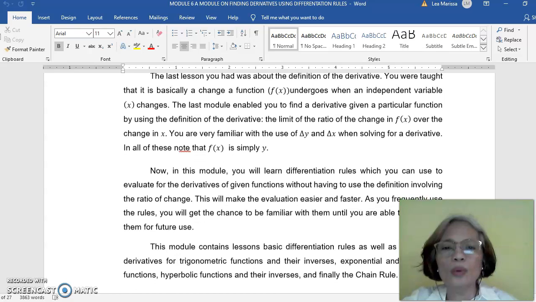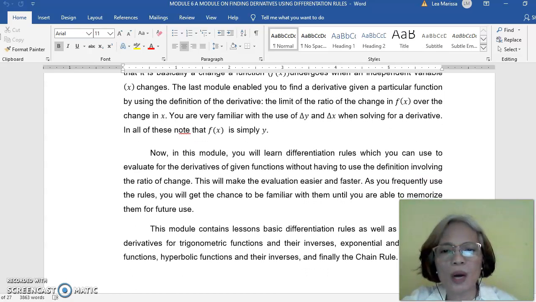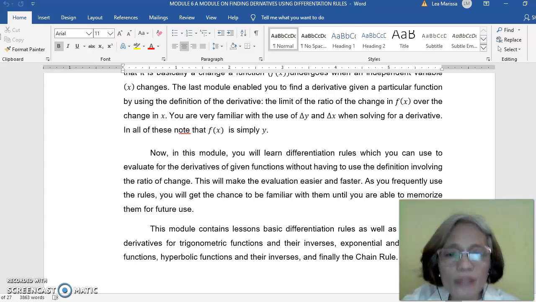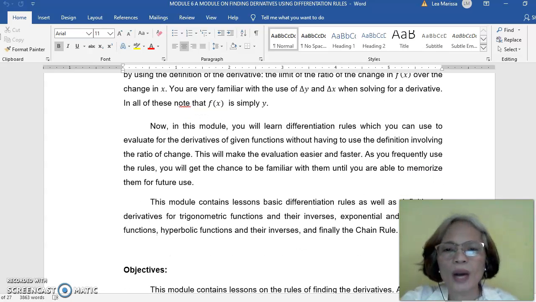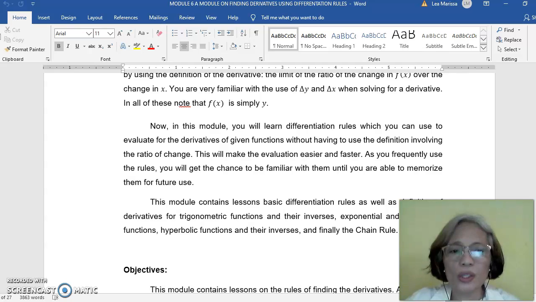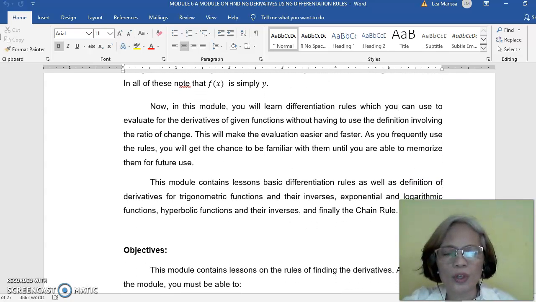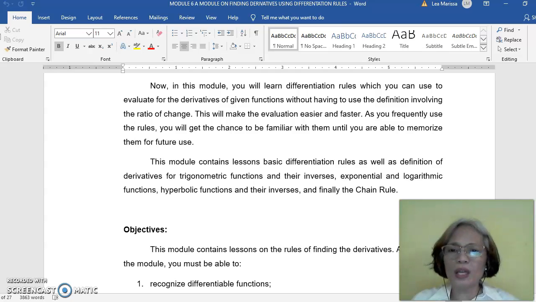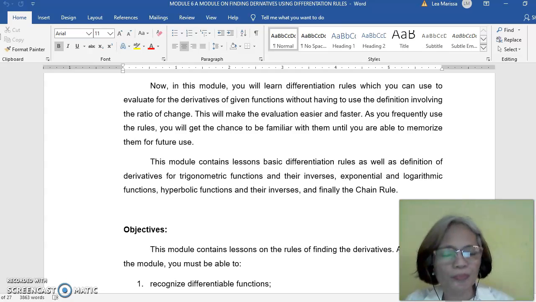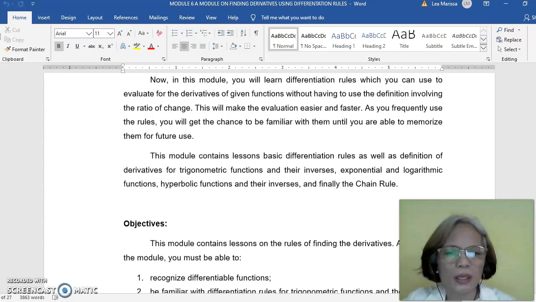Now, in this module, I am introducing what the module is about. You will learn differentiation rules which you can use to evaluate derivatives without having to use the definition involving the ratio of change. Why is this module important? Because it will make finding derivatives easier and faster. What does the module contain? The module contains lessons, basic differentiation rules, as well as definitions. So this is a module with several topics. You can write a module with one topic, which is easier.